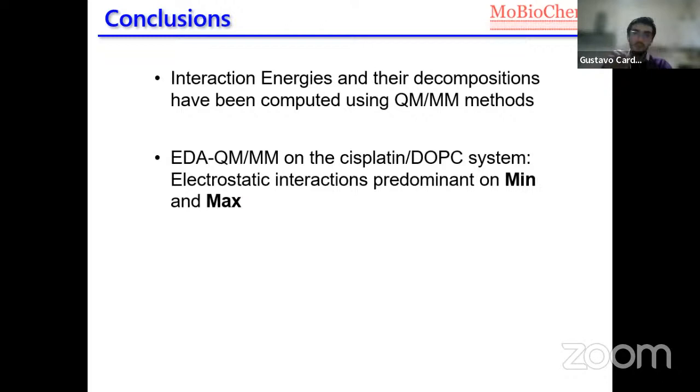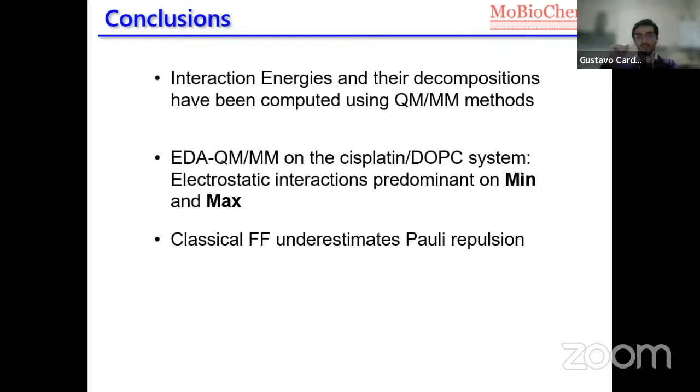And also we have seen that some classical force fields, like in this case, for example, Lipid14, do not properly represent the Pauli exchange repulsion. And yes, as Juanjo said before, this might be due mainly to the lack of flexibility that these force fields offer. With this, of course, I finished the presentation.